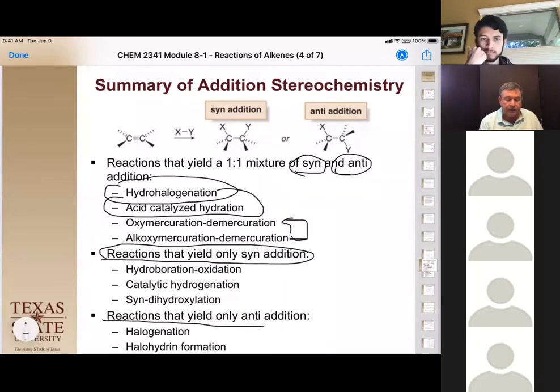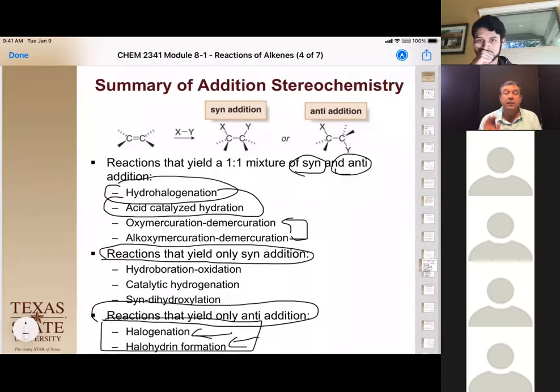But then we have learned that there is a reaction that does anti only. These anti-onlys are the halogenation and the halohydrin formation. So we've learned that we have anti-specific reactions, and that's important. We've learned that we have mixture reactions, syn and anti there. And next time we're going to learn our syn-only addition.